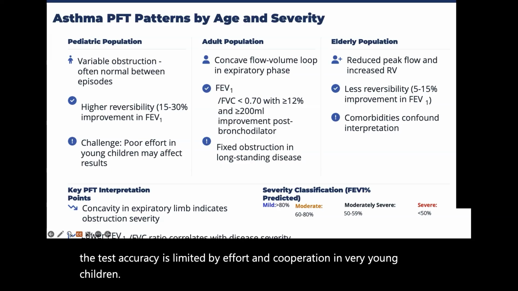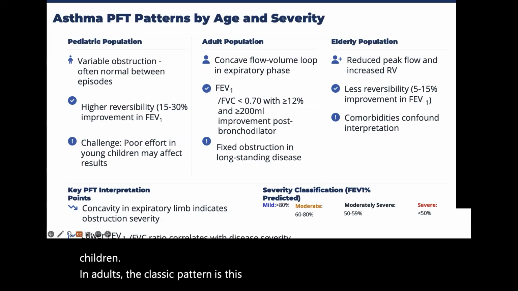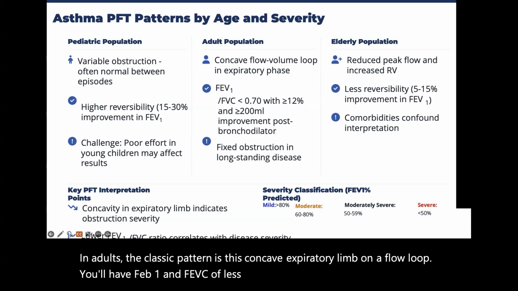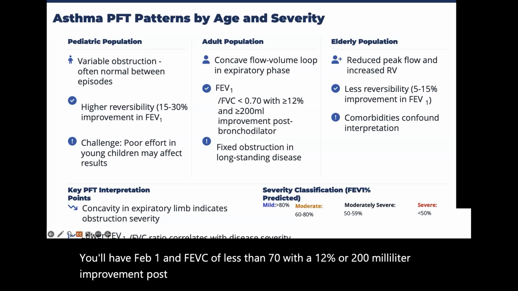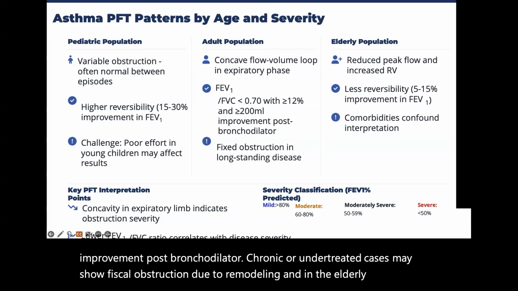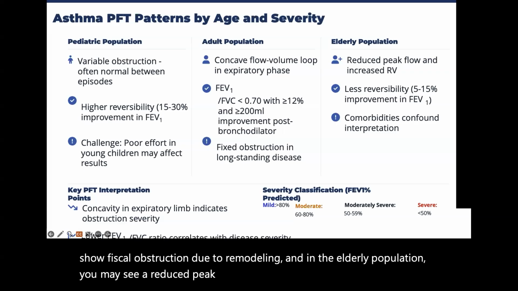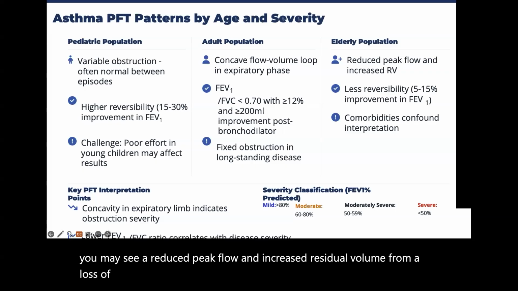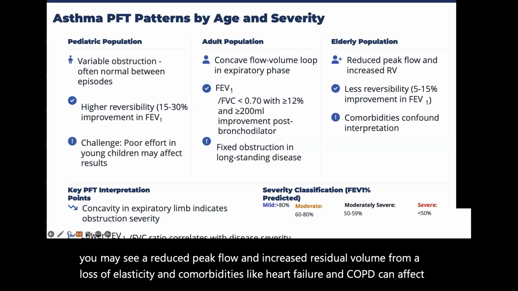In adults, the classic pattern is this concave expiratory limb on a flow loop. You'll have FEV1/FVC of less than 70 with a 12% or 200 milliliter improvement post-bronchodilator. Chronic or undertreated cases may show fixed obstruction due to remodeling. And in the elderly population, you may see a reduced peak flow and increased residual volume from a loss of elasticity, and comorbidities like heart failure and COPD can affect your interpretation.